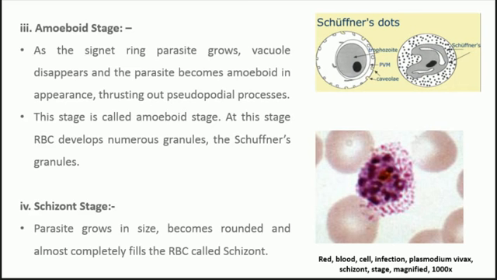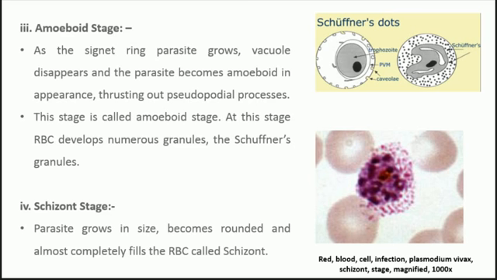Further, what happens when the signet ring parasite grows? The vacuole disappears. In the signet ring stage you have a vacuole. When it grows further, the vacuole disappears and the parasite becomes amoeboid in appearance, thrusting out pseudopodial processes. So this stage is called the amoeboid stage. Initially the signet ring stage, then the amoeboid stage. During this stage itself, numerous granules are observed, and these granules are called Schuffner's granules.